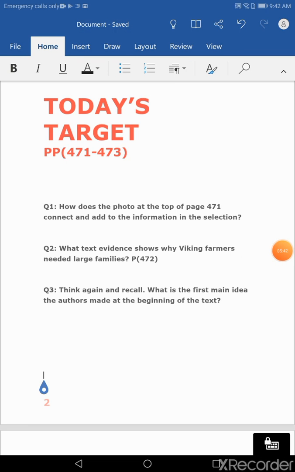Page 472, we are going to search for and look up what text evidence shows why Viking farmers needed large families. I guess so far I could tell the answer, but to make sure and to double check our answer, we have to check on the details on page 472. Okay, so let's go back to that page, view it together, and let's try to locate the answer.